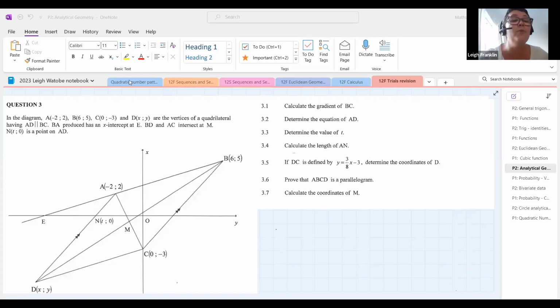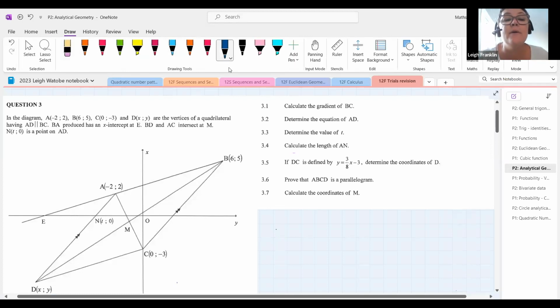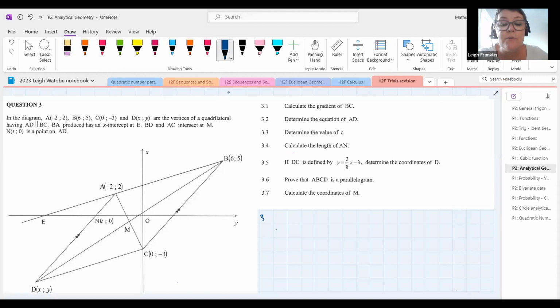So 3.1 should be really easy for us. We need to calculate the gradient of line BC. Make sure that you show the people that are marking your work what it is that you're doing. So I'm writing here m to symbolize the gradient, and I'm telling them that I'm calculating the gradient of BC.